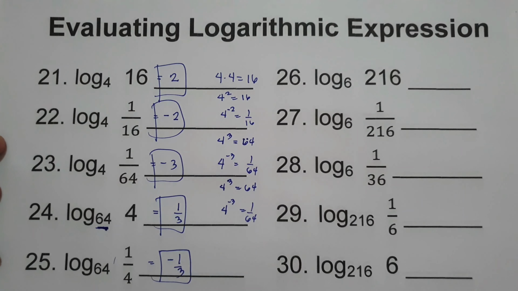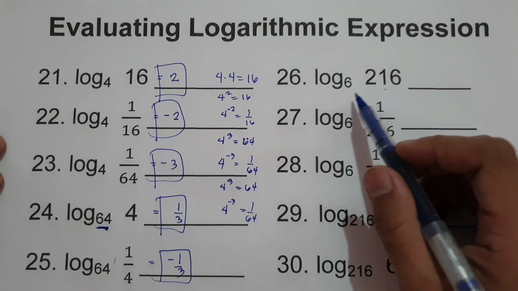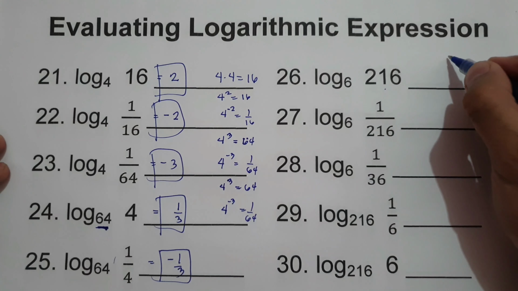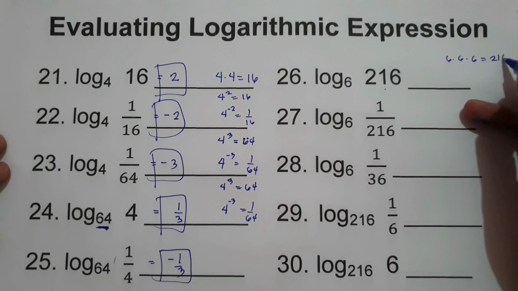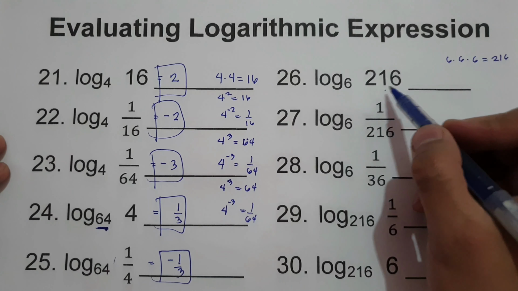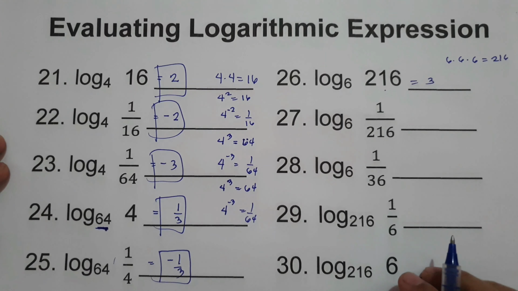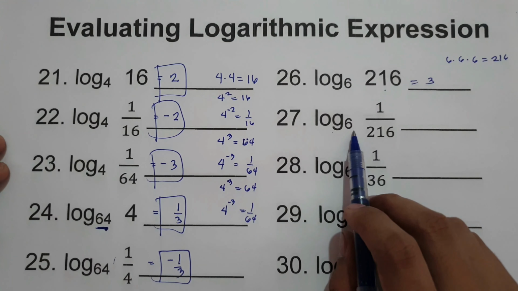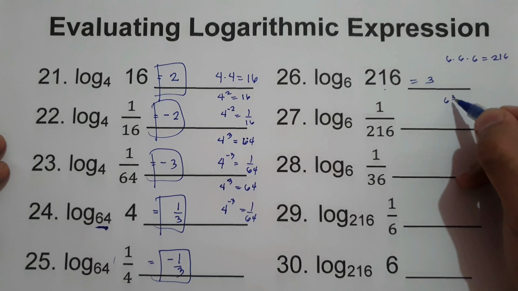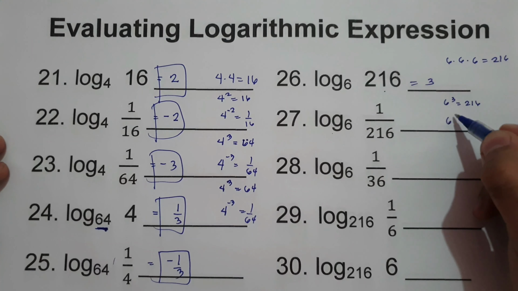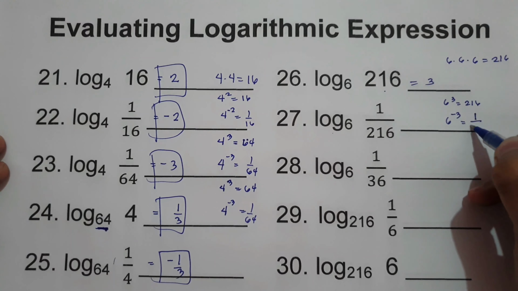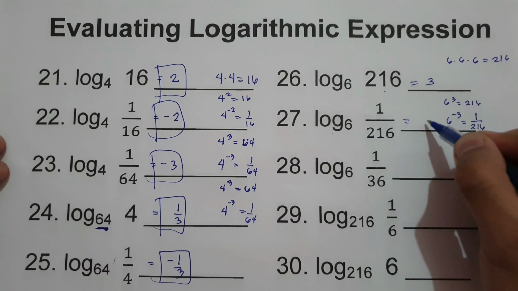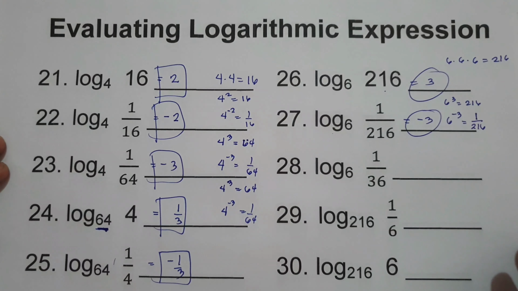So let's try more examples. Log 216 to the base 6. 6 to what power is 216? So we have 6 multiplied by 6 times 6 is 216. Therefore, log 216 to the base 6 is 3. What about this one? Log 1 over 216 to the base 6. We all know that 6 raised to 3 is 216, but 6 raised to negative 3 is 1 over 216. So therefore, log 1 over 216 to the base 6 is negative 3. So this will be our answer.